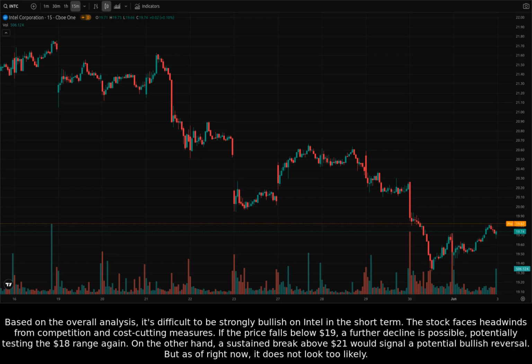Based on the overall analysis, it's difficult to be strongly bullish on Intel in the short term. The stock faces headwinds from competition and cost-cutting measures. If the price falls below $19, a further decline is possible, potentially testing the $18 range again. On the other hand, a sustained break above $21 would signal a potential bullish reversal. But as of right now, it does not look too likely.